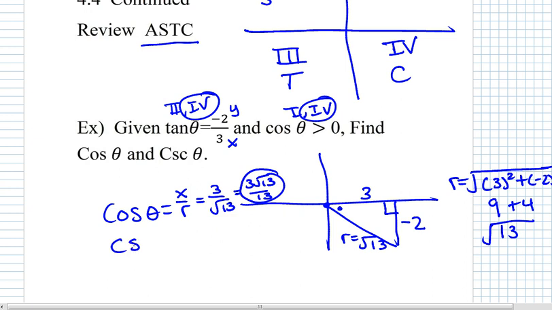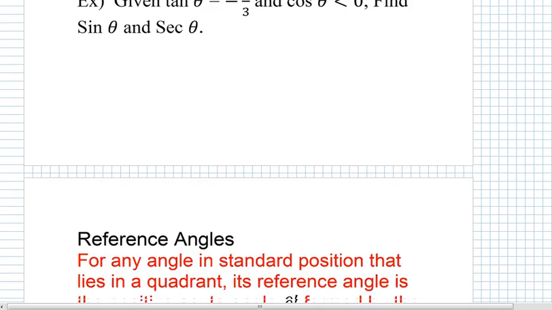For the cosecant, remember the cosecant is the reciprocal of the sine, which means you would have r over y instead of y over r. So the r value is the square root of 13, the y value is negative 2. And that is your answer. So that's a quick review of what we did yesterday.